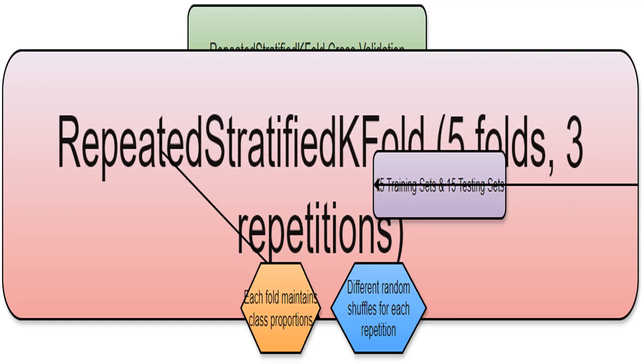This highlights the stratified part of RepeatedStratifiedKFold. It ensures that each fold has roughly the same proportion of each of the 4 classes, A, B, C, D. This is really important because we don't want to accidentally end up with a fold that's heavily biased towards one class. That would skew our performance estimates.